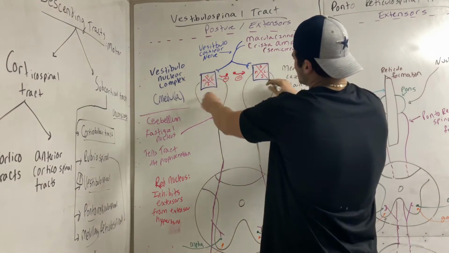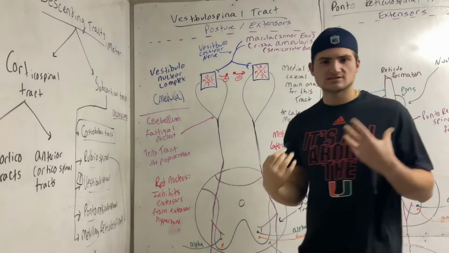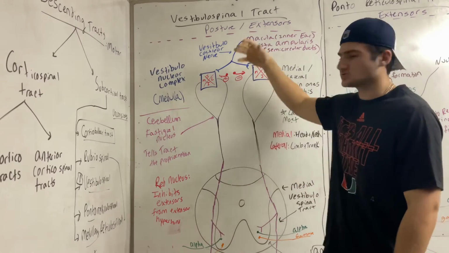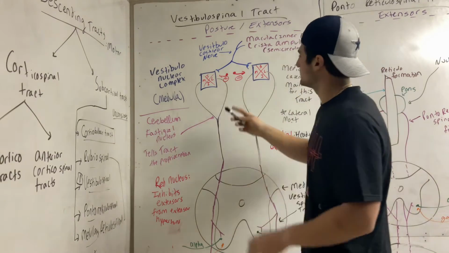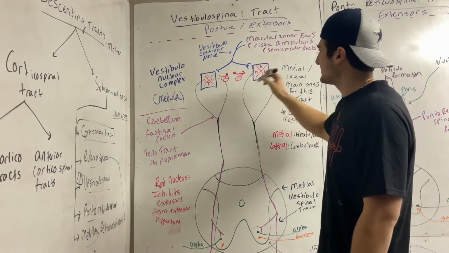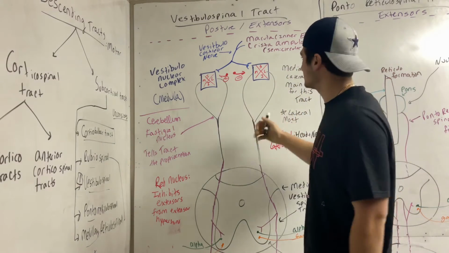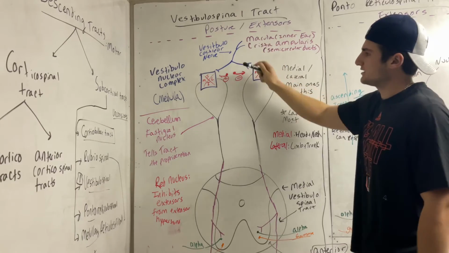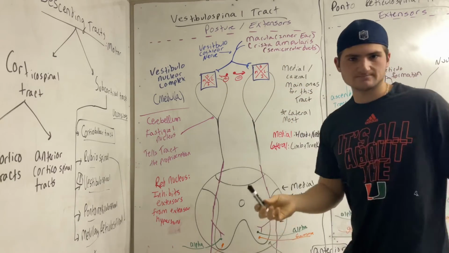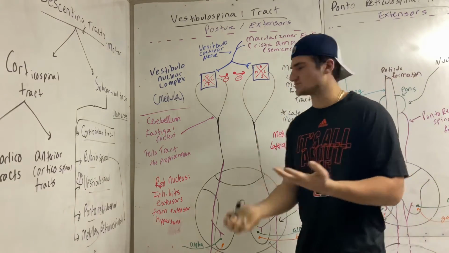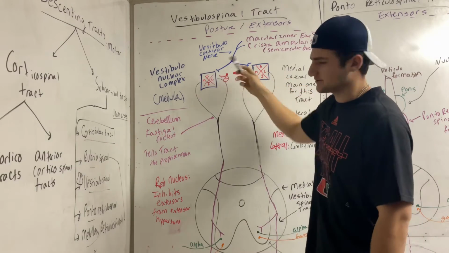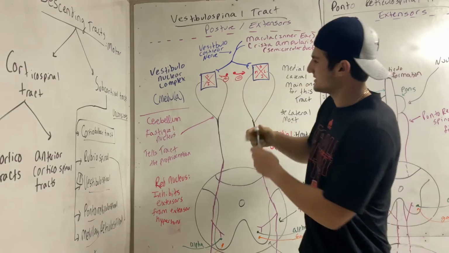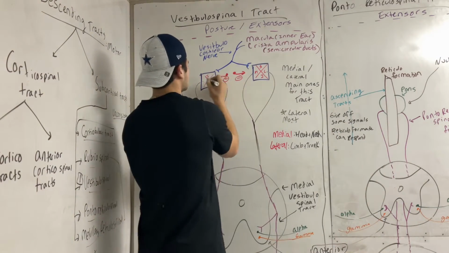You see these two blue boxes I have? This region is in the medulla. In the next video, we're going to talk about the medulla, but I just want to talk about the tracts quickly. These two blue boxes represent the vestibular nuclear complex, and there are 4 regions in each of them. It's broken up into 4 subdivisions: superior and inferior, medial and lateral.